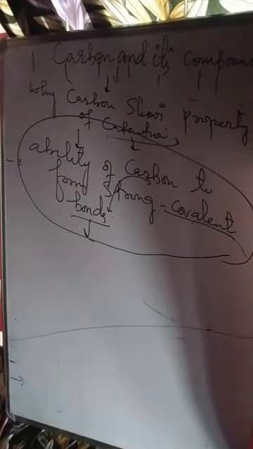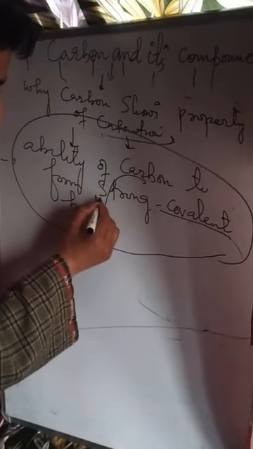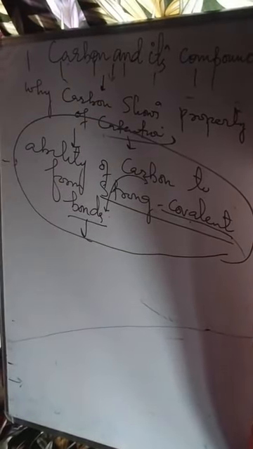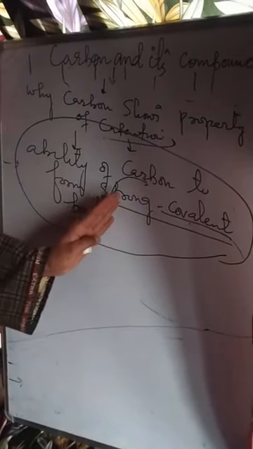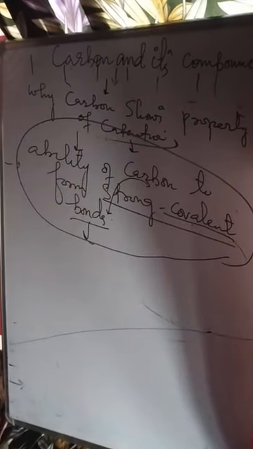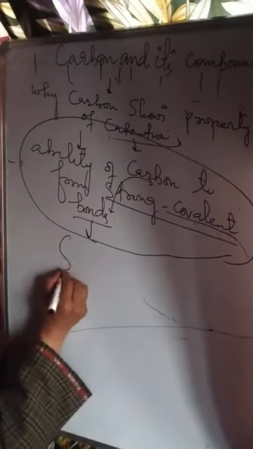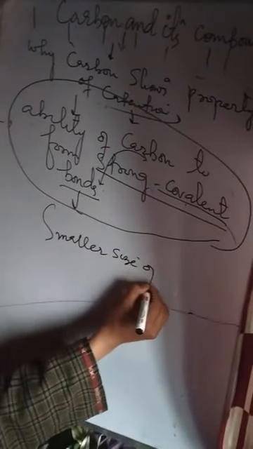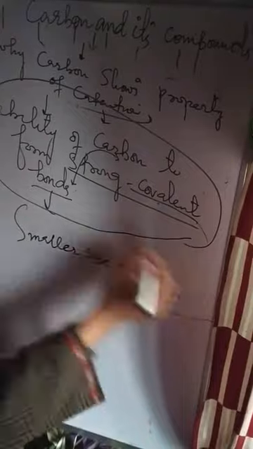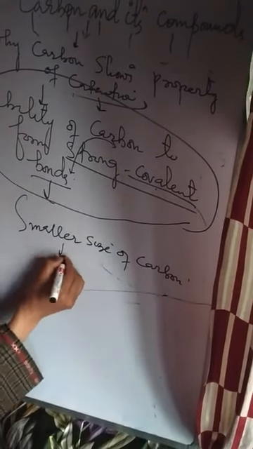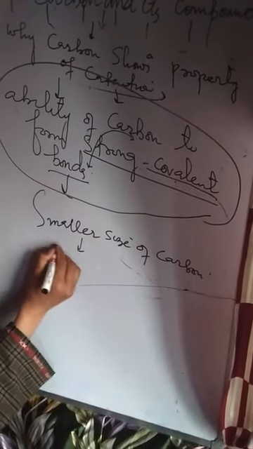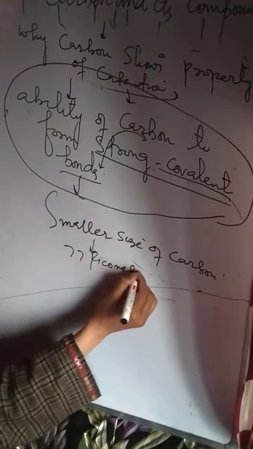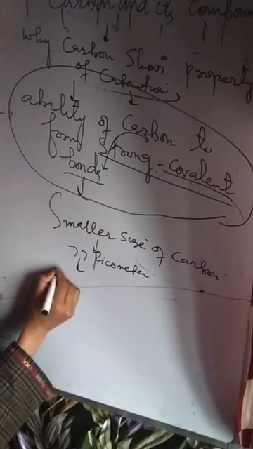Now the question arises, why does carbon form strong covalent bonds? The reason behind that is the smaller size of carbon. Carbon has a size of about 77 picometer, which means its covalent radius.